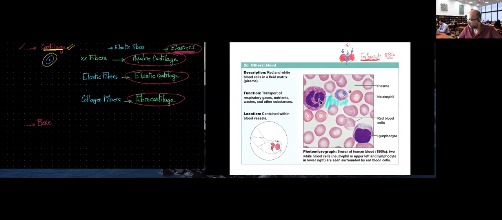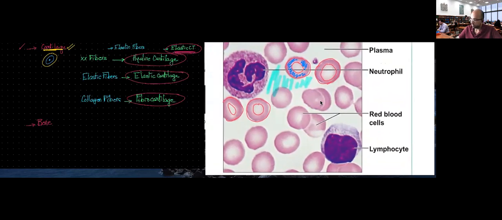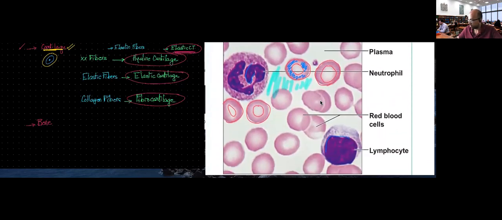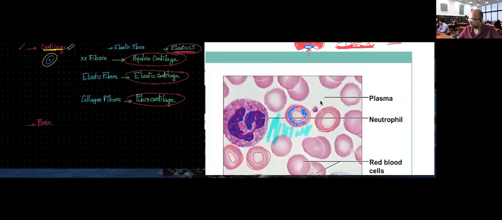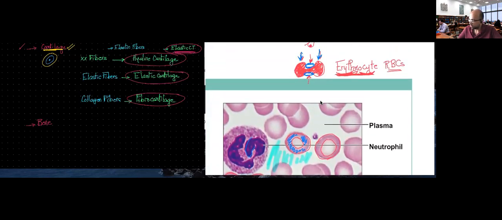How about the other cells that we see on here that have nuclei? This one has a nucleus, this one has a nucleus, this one has a nucleus. Those are white blood cells. Another name that we use for white blood cells is leukocytes. Leuko means white. Cyte means cell. Leukocytes are my white blood cells.